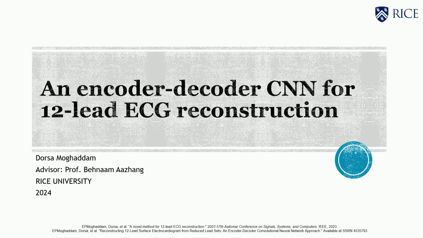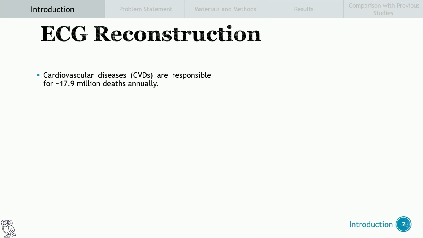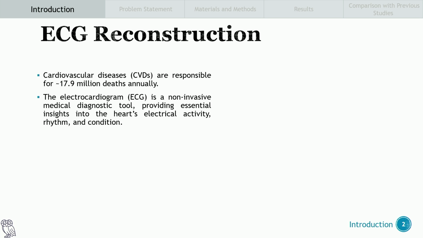what ECG is. Almost 18 million people annually die from different heart conditions and cardiovascular diseases, and electrocardiogram or ECG is one of the best non-invasive diagnostic tools that we have to assess the heart's performance, rhythm, and overall health. We have different kinds of ECG recordings, out of which a standard 12-lead ECG is considered the gold standard.